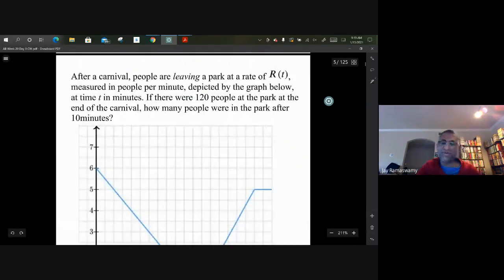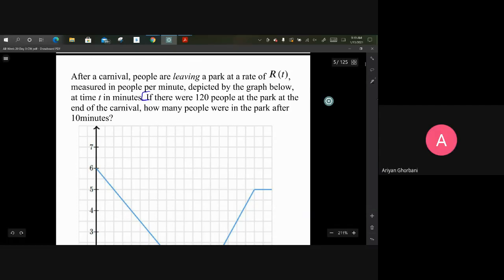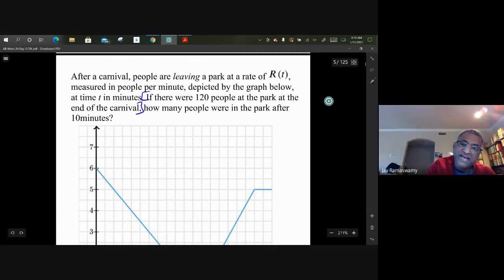Okay. Right on page 5. Everybody over on page 5. Read it with me. After a carnival, people are leaving the park at the rate of r of t dt. If there are 120 people at the park at the end of the carnival, so what are they giving you there? A of 0. The initial amount, at the end of the carnival. So write down A of 0 equals 120. Is everybody okay there?